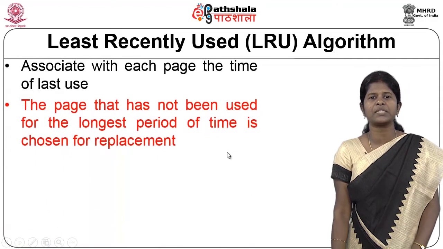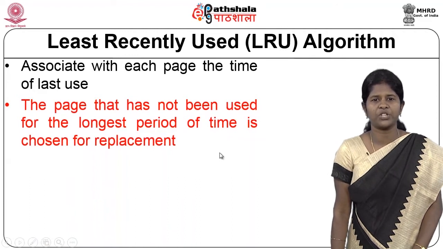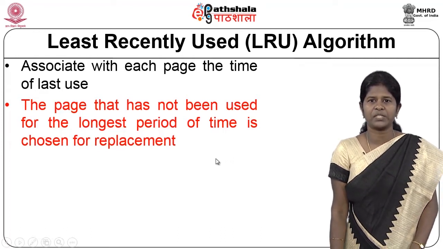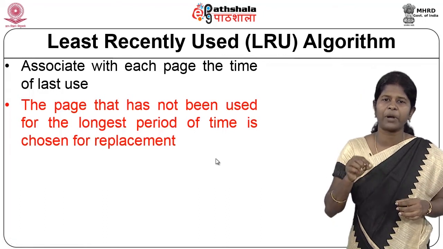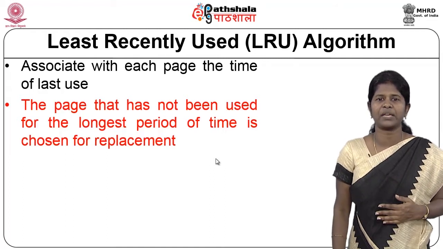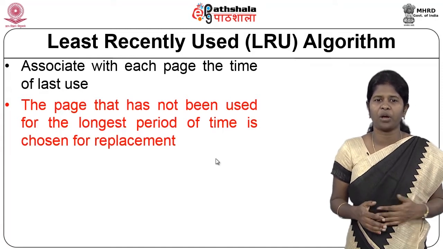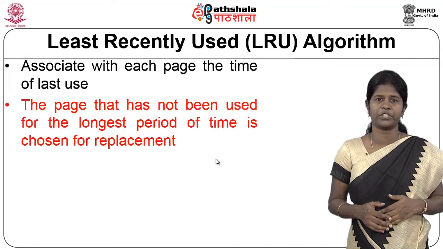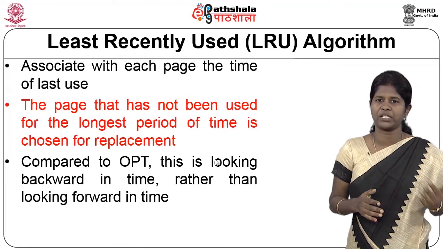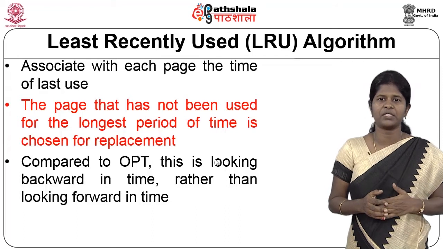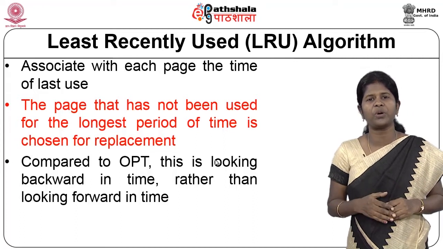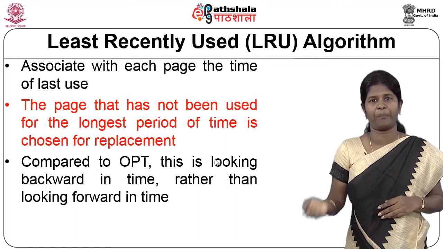For implementing this least recently used algorithm, you associate with each page the time of last use. That is, whenever a page is being referred to, the time at which that particular page was referred to is noted along with that page. From that, you can understand which page has not been used for a long amount of time, and that page is chosen for replacement. When you compare this to the optimal page replacement algorithm, you find that in this case you are looking backward in time. That is, you look at what happened in the past, but in the optimal algorithm you have to look forward in time. That is, you need to look at what will happen in the future.